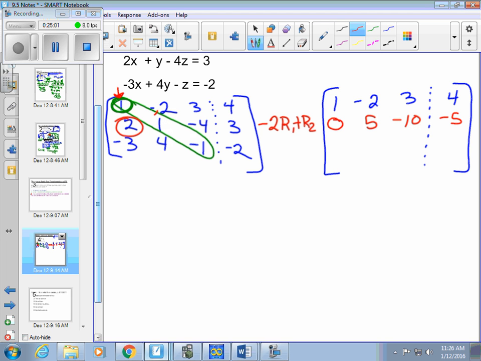It seems way harder. It might be. Now, we didn't change the bottom one at all. We had -3 and 4 and -1 and -2. We just changed that second row.